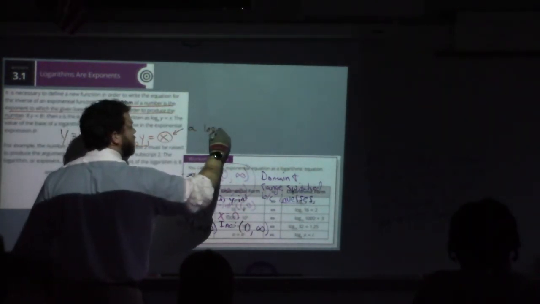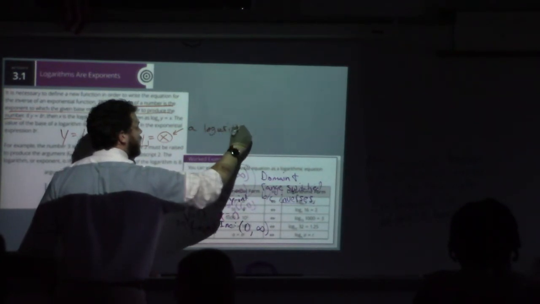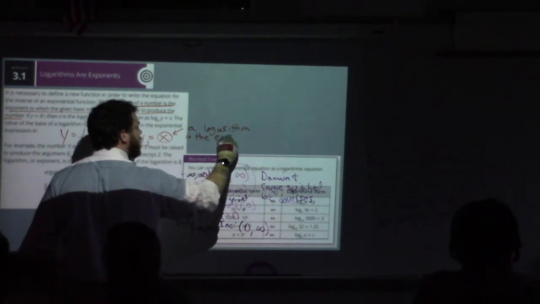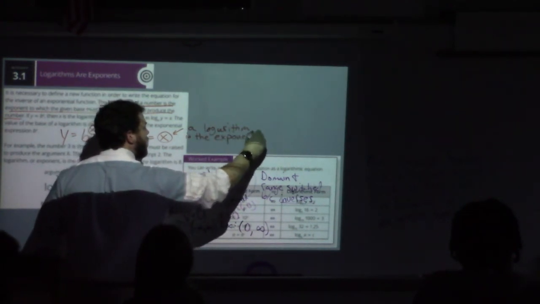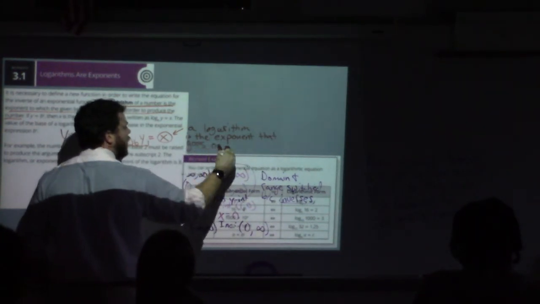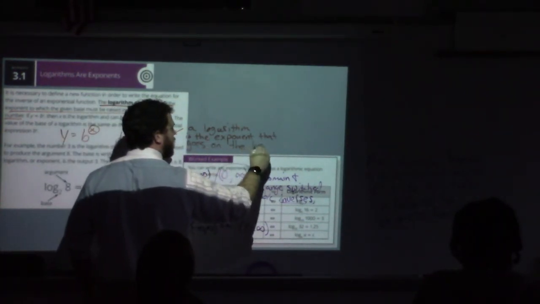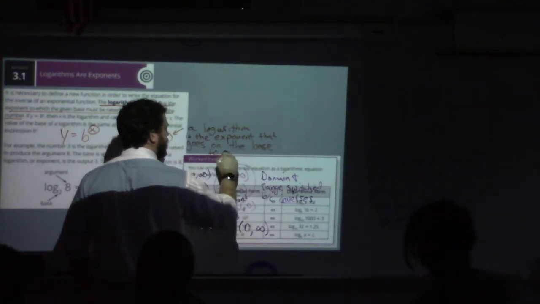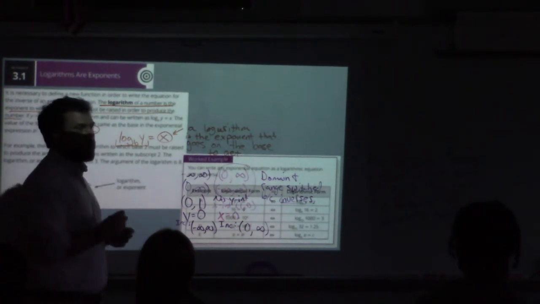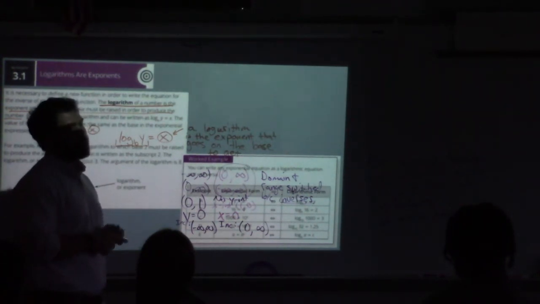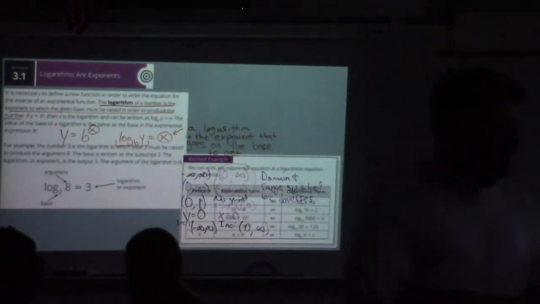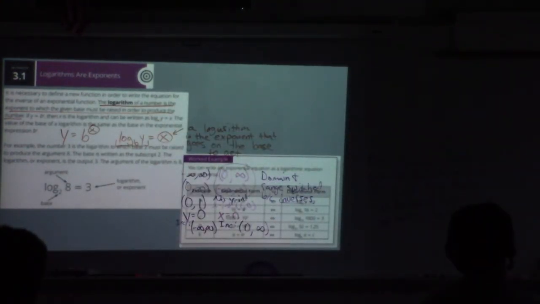A logarithm is the exponent that goes on the base. You got logarithm in there twice. Is it one logarithmic expression, one logarithmic function? No, they both just say logarithm. Well, then I made a mistake.